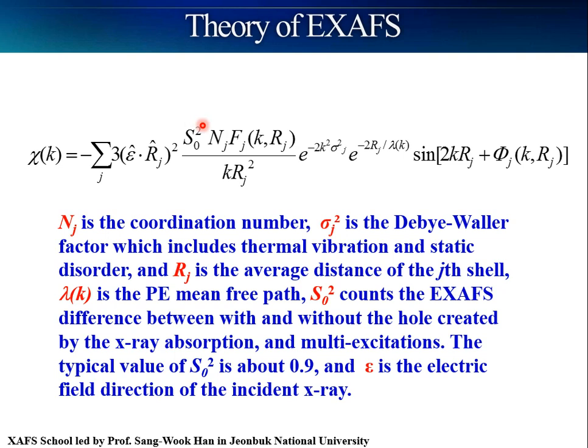And then S0 squared counts the XAFS difference between with and without the hole. The typical value of S0 squared is about 0.9. However, it depends on the specimens. Before you make a data fit, you have to decide the S0 squared from the perfect materials. Then epsilon is the electric field direction of the incident X-ray.